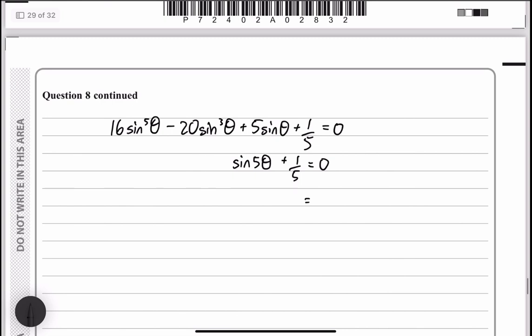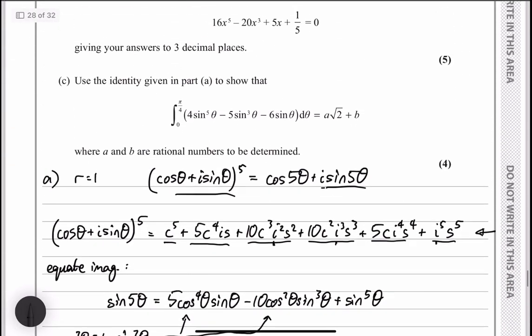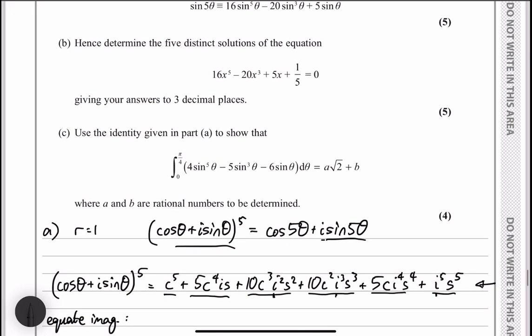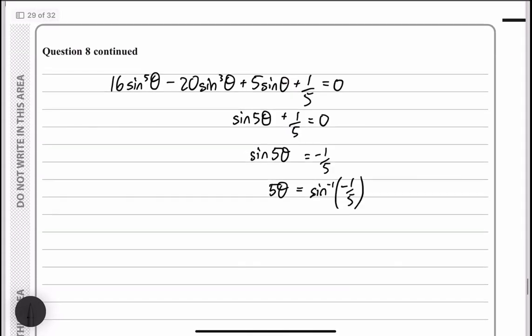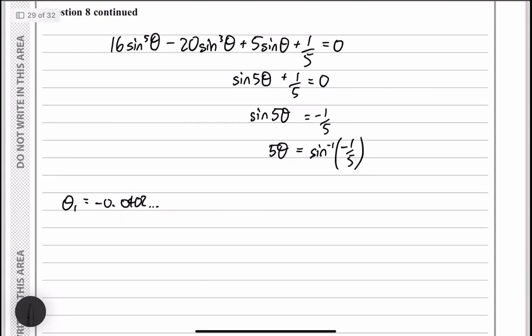And we can rearrange this to give 5 theta is equal to the inverse sine of minus 1/5. That's not a very nice answer. What do we need? 3 decimal places. So my first answer, let's have theta 1 is equal to 1/5 of the inverse sine of minus 1/5. That's minus 0.04027... And because these are horrible decimals, I don't want to have to come back to convert them, so I'll do them one by one.